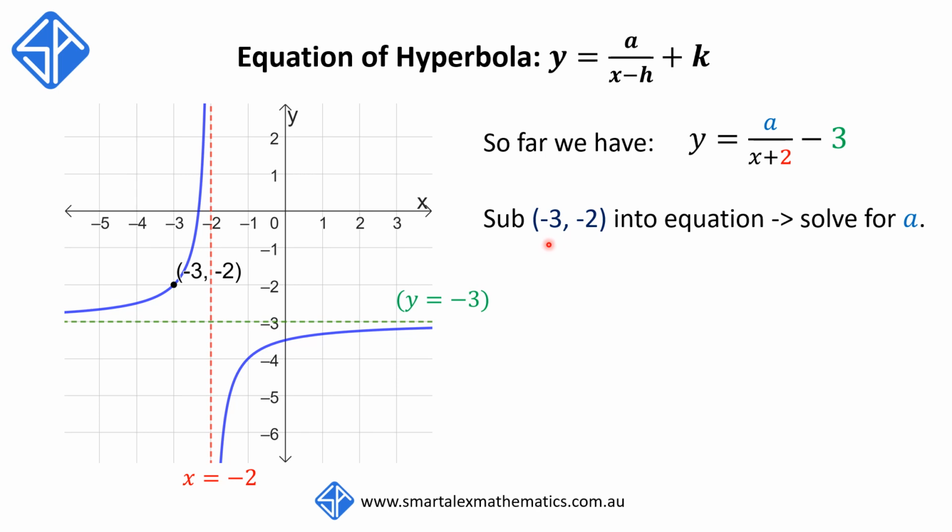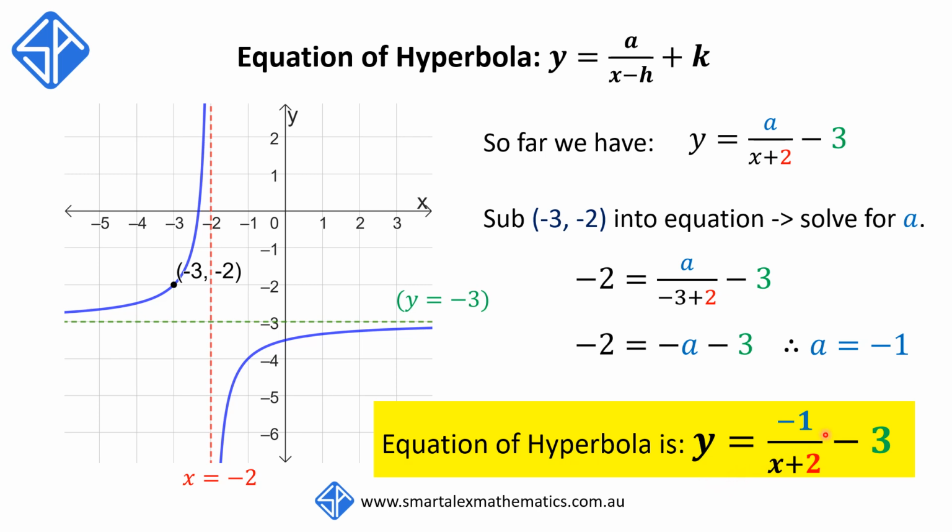So we're going to replace the x with -3 and the y with -2 so that we get -2 is equal to a over -3 plus 2 minus 3. -3 plus 2 is equal to -1. So we're going to get -2 is equal to -a minus 3. And solving for a, a is equal to -1. Once we've got the value of a is equal to -1, we then substitute back into this equation, and we're going to get the equation of the hyperbola as y is equal to -1 over x plus 2 minus 3.